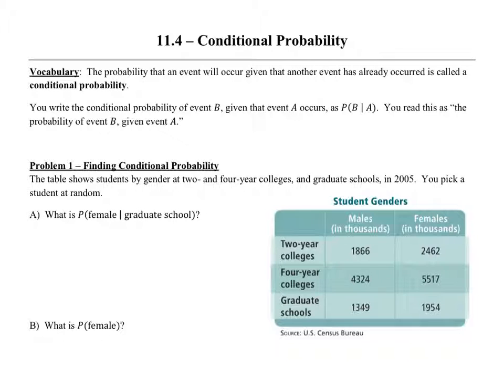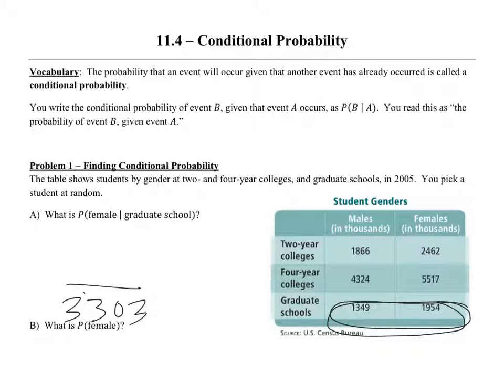So for this first problem, what this is saying is, what's the probability someone is female? This line means given that they graduate from school. So this is almost like the fraction that you're setting up. This "given that" is your total. So given that they are in graduate school, that's my total. So I take 1,349 and add 1,954. That's my total outcome. So there are 3,303 people. What's the probability that they would be female?